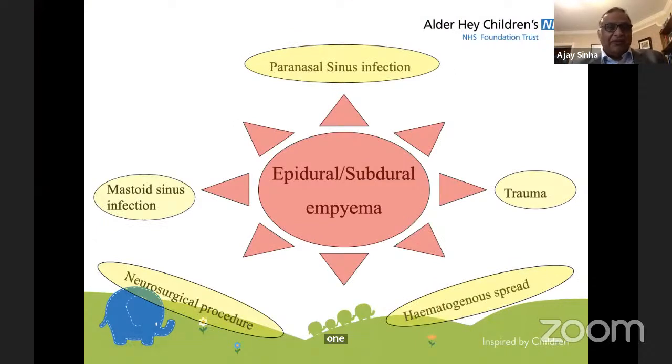Lovely. Sorry about that. So, subdural empyemas and abscesses.